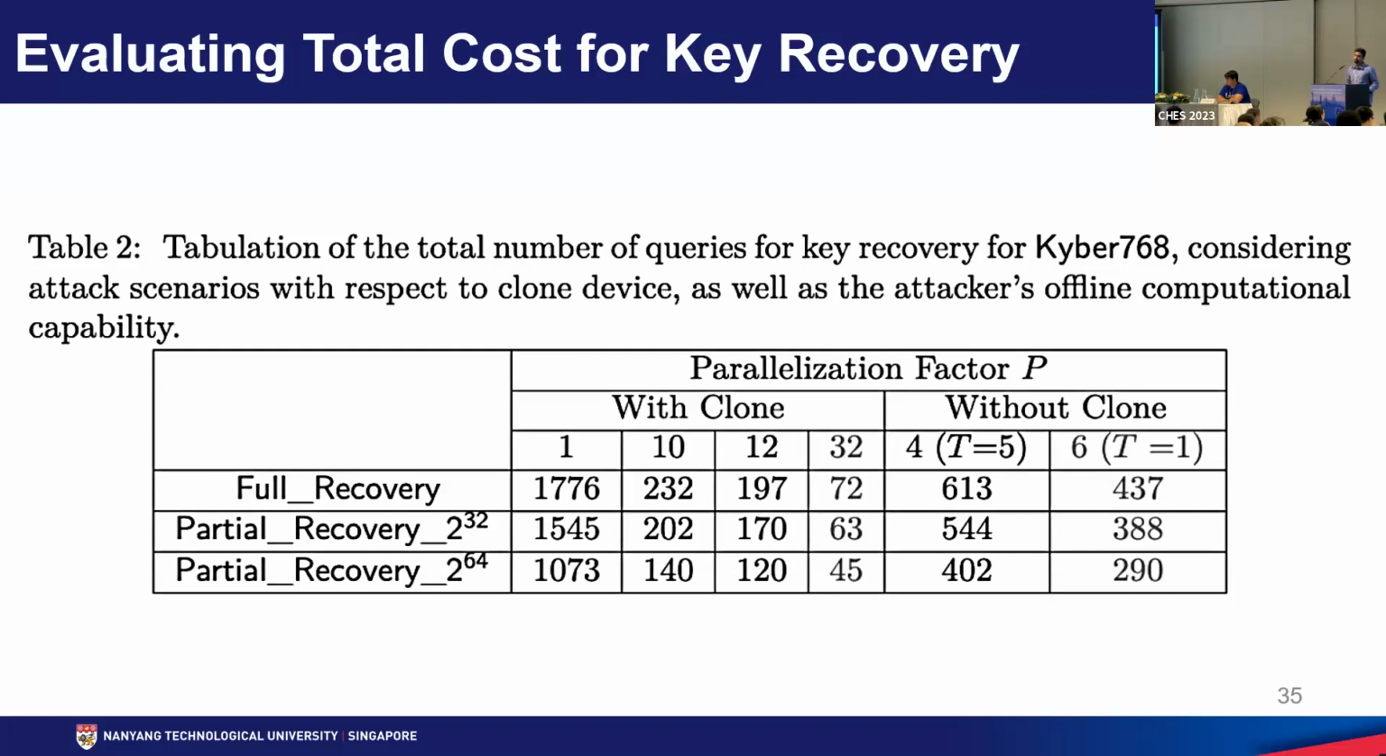So now for the case like T equal to 5, we found the optimum to be P equal to 4. And at that point, the full key recovery for Kyber 768 can be done with 613 queries, which is also very few, because for the binary PC Oracle attacks, you need thousands of traces.